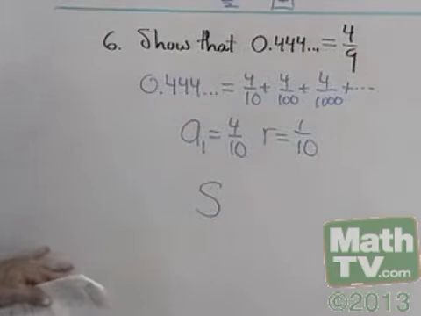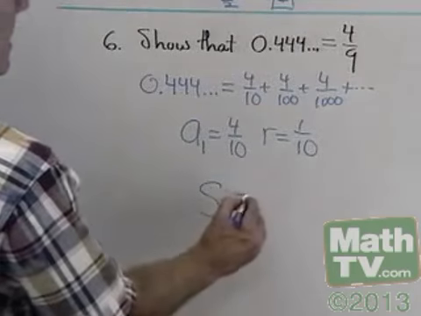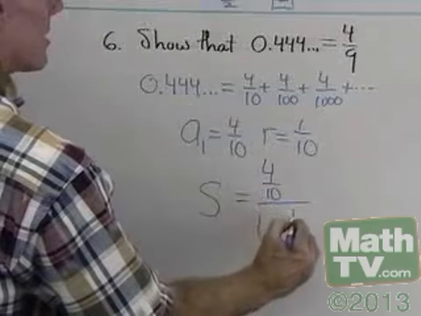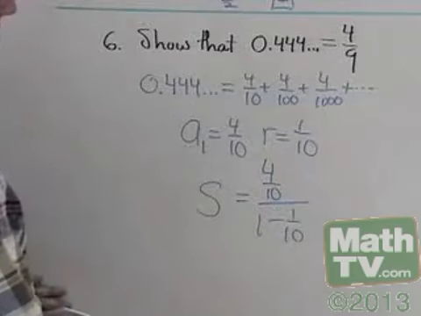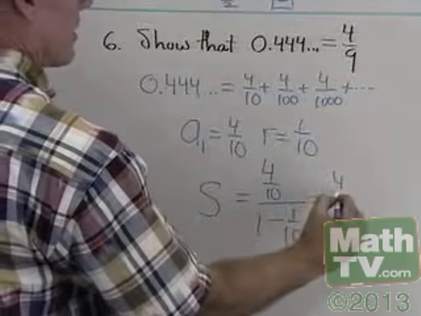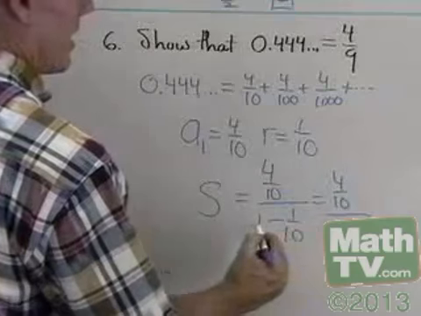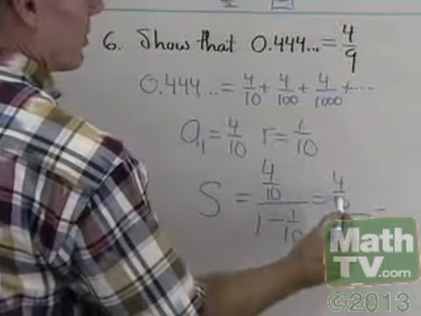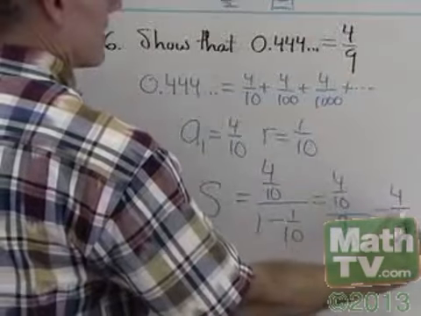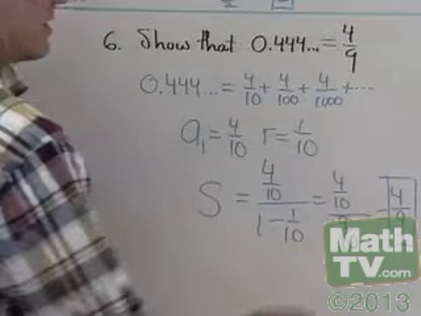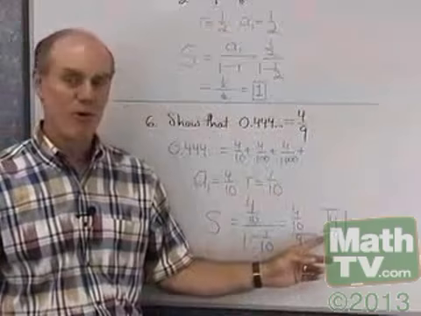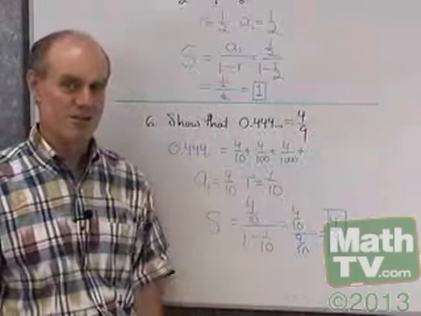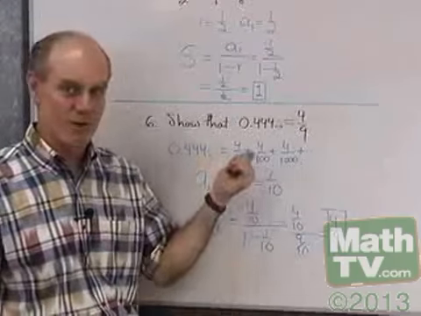So S, my big sum, is going to be equal to the first term, 4/10, divided by 1 minus R. And R is equal to 1/10. So 4/10 divided by 10/10 minus 1/10, which is 9/10. 4/10 divided by 9/10 is exactly 4/9. Now, if you take 9 and divide it into 4, using long division or whatever, you're going to get 0.4444. You just get this repeating decimal, 0.444 with all the dots.